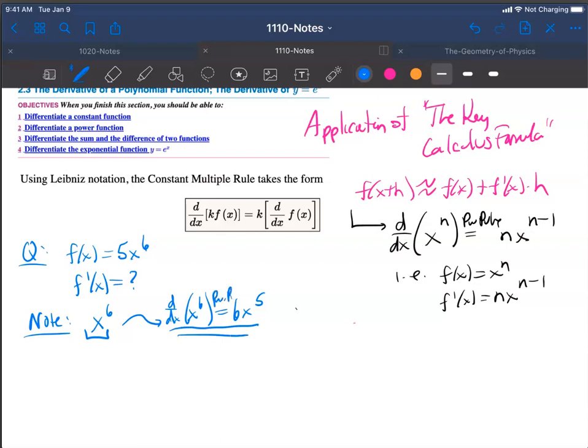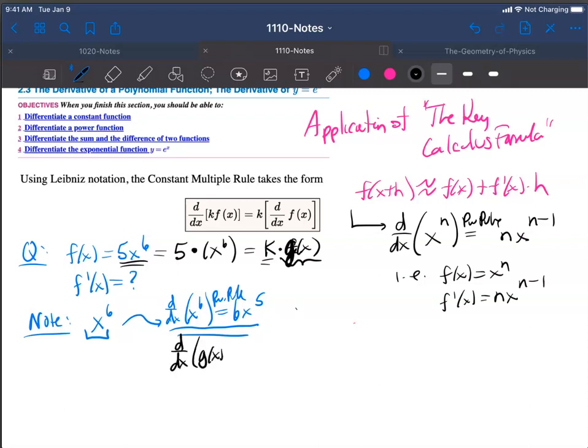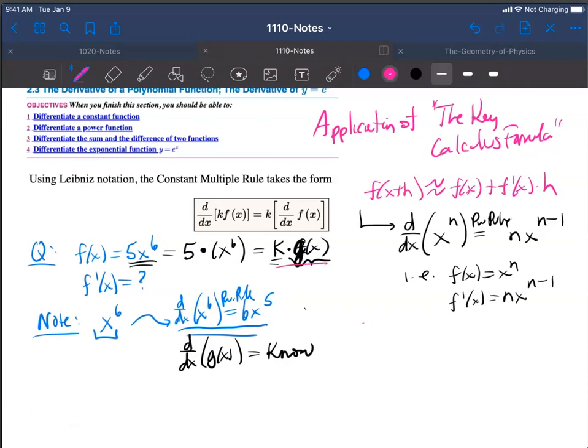A natural question is, when you see this function f of x, you'll notice that it is a constant 5 times the x to the 6th power. So this is of the form a constant times another function g of x. We're seeing 5x to the 6th as a constant times another function g of x, and it is the derivative of g of x that we actually know. But the question is, what is the derivative of the constant times that function?